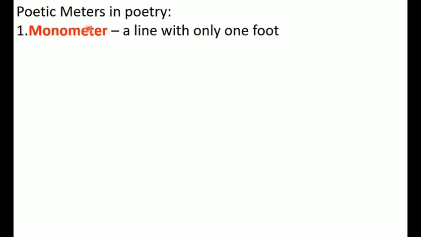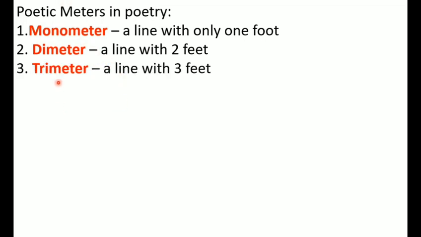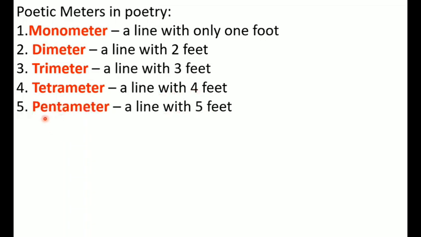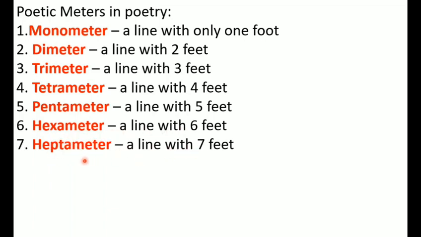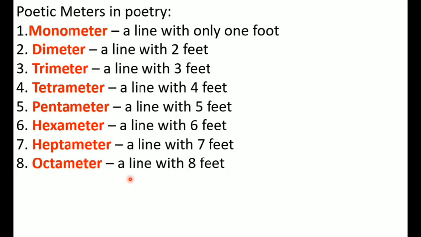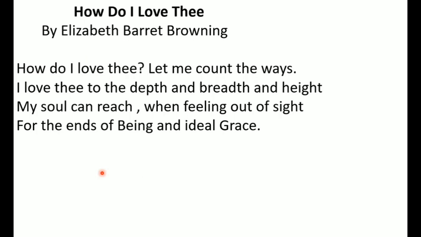Now, these are the poetic meters in poetry. First, a line with only one foot is called monometer. Number two, a line with 2 feet is called dimeter. And then trimeter for 3 feet, tetrameter for 4 feet, pentameter for 5 feet, hexameter for 6 feet, and then heptameter for 7 feet, and octameter for a line with 8 feet. Now let us apply this to this poem, How Do I Love Thee by Elizabeth Barrett Browning.